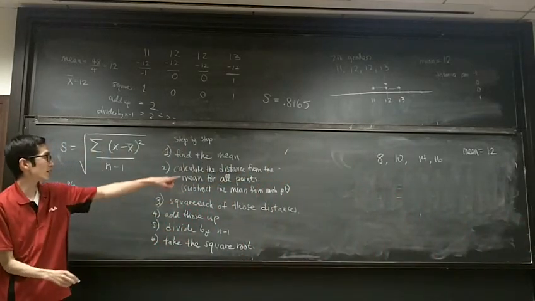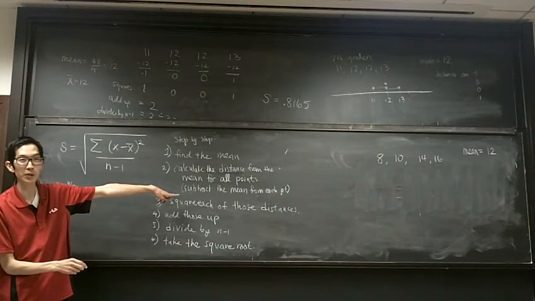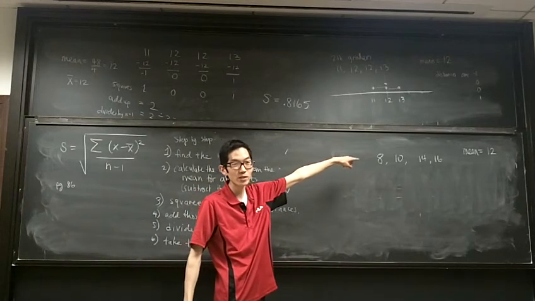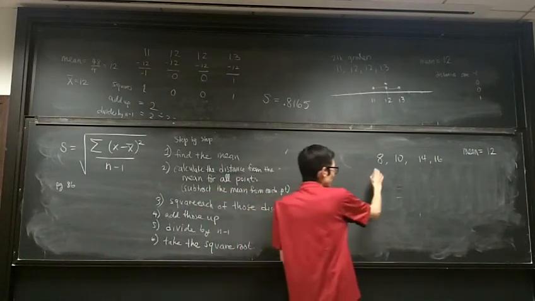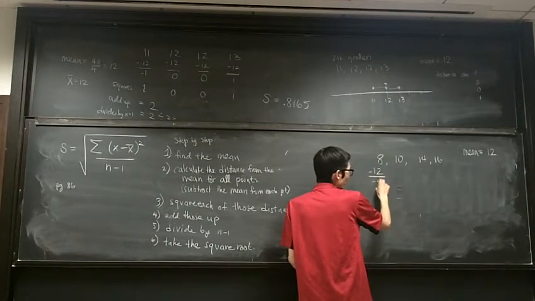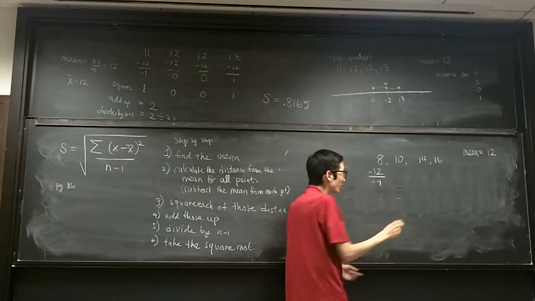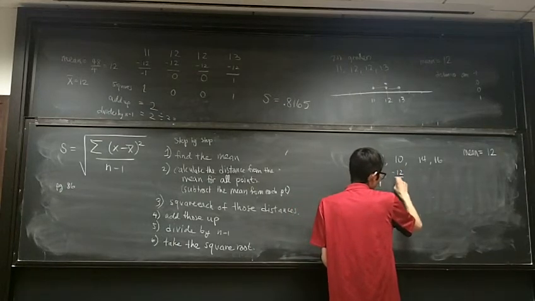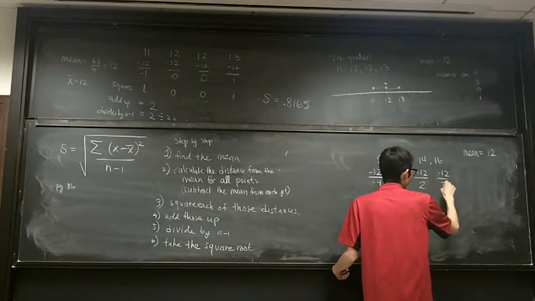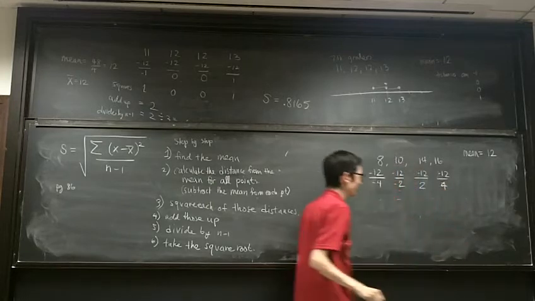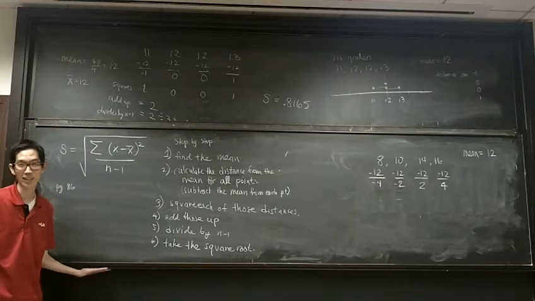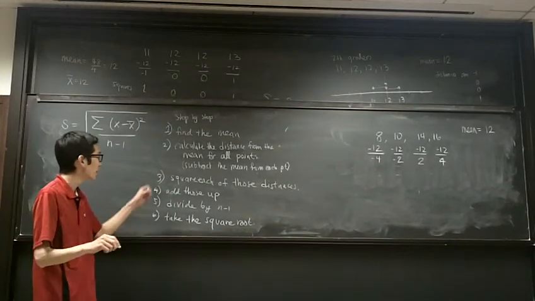What does step two say? Calculate the distance from the mean for all points. So how far is 8 from 12? It's 4 units away, 4 units smaller. And how did I get that? I can just do 8 minus 12, and I get negative 4. I can do this for all four points, and I get negative 2, 2, and 4. So far, so good. Anybody lost or too fast for them? That's okay, good.